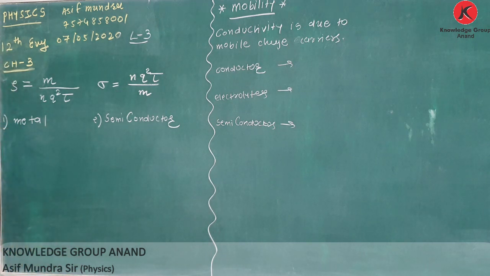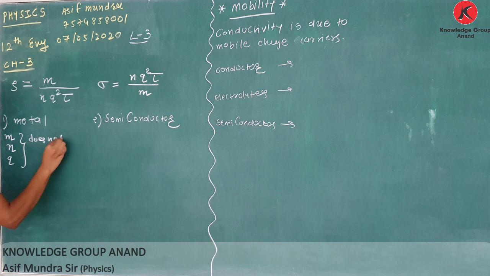See, in case of metal, if we change temperature, in metal the mass of the particle, number density and charge, these three things do not depend on temperature. But the relaxation time tau depends on temperature.